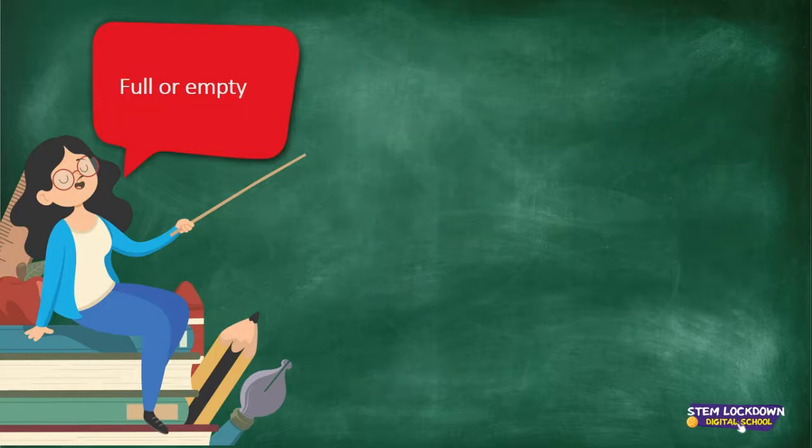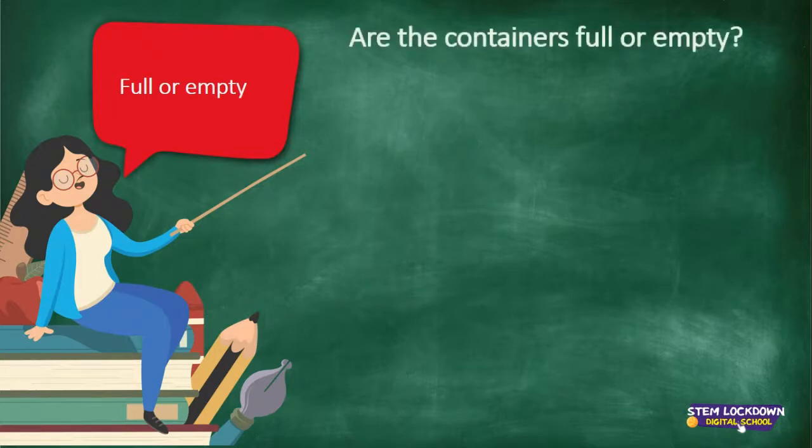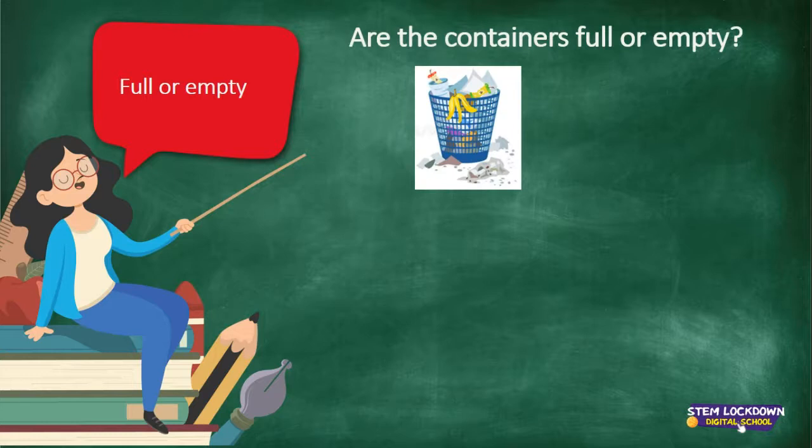All right, so you're going to remember that rhyme. Good. All right, let's go on to our new work today, full or empty. Good. So you are going to tell me whether the containers are full or if they are empty. Let's see what we've got first. Oh no, what have we got here? We've got a rubbish bin, and I see there's lots and lots of rubbish in there. I see a banana, paper. What else is in that rubbish bin? Cooling bottle. Lots and lots of rubbish.